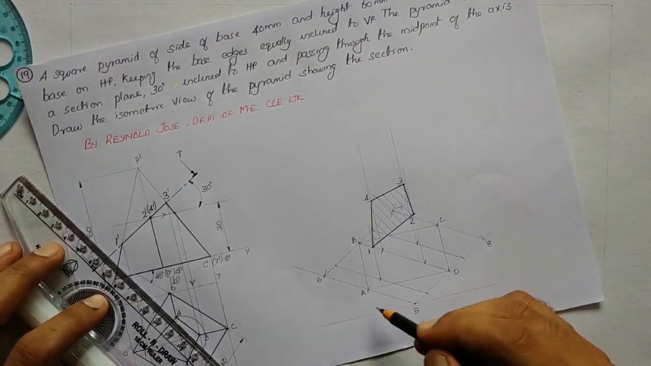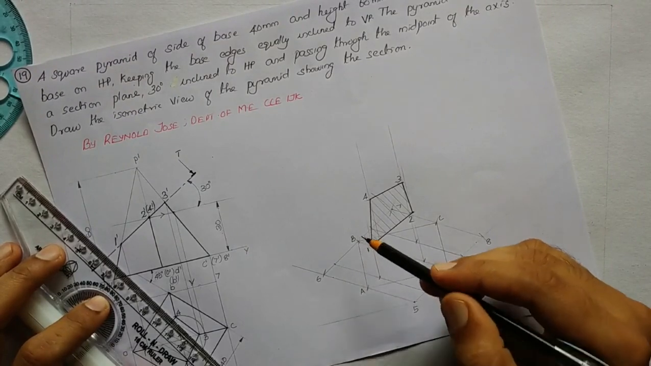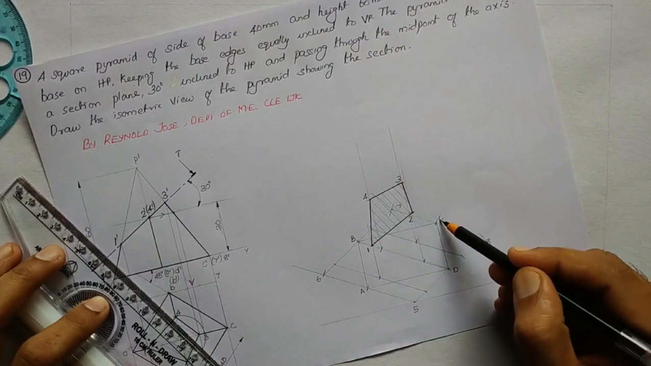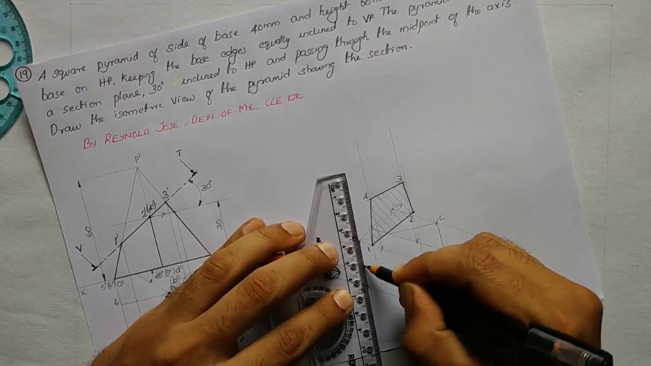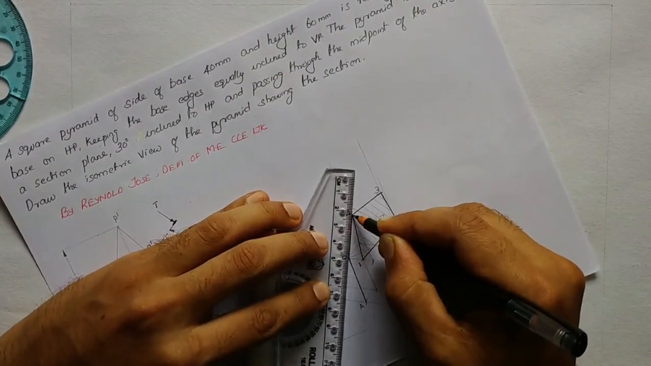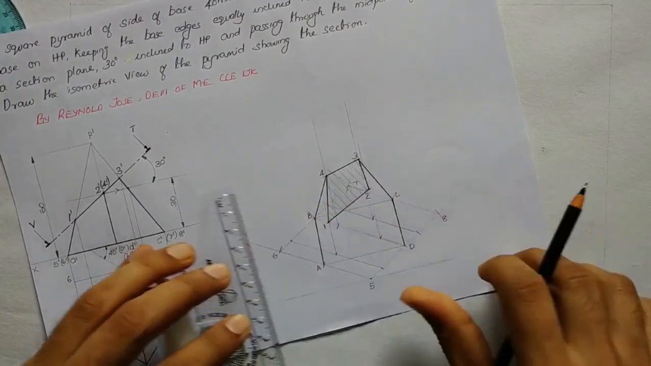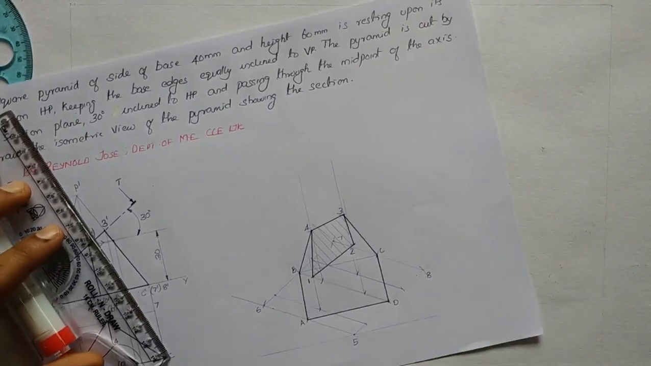Now let us draw the outline of this isometric starting from AB. So AB is here, from B to 4, 4 to 3 it is already here, then from 3 to C, C to D and D to A using thick lines. So the outline is completed.